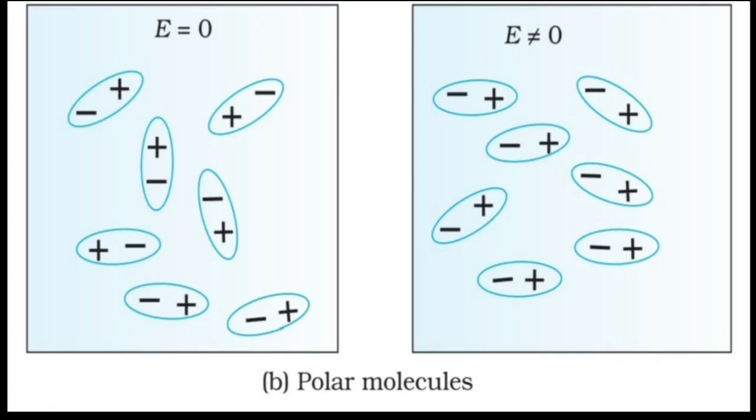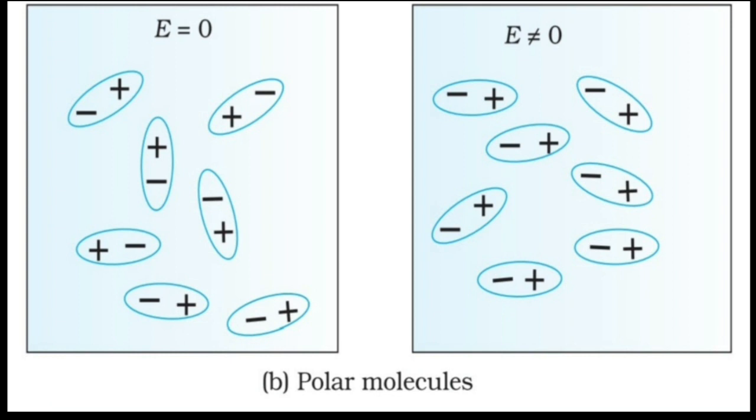Now coming to the case with polar molecules. So we are assuming a sample of polar molecules first in the absence of an electric field. You can look at the diagram on the left side. E is equal to 0. So as we stated earlier, polar molecules individually have a dipole moment even in the absence of an external electric field. So what about the sample as a whole?